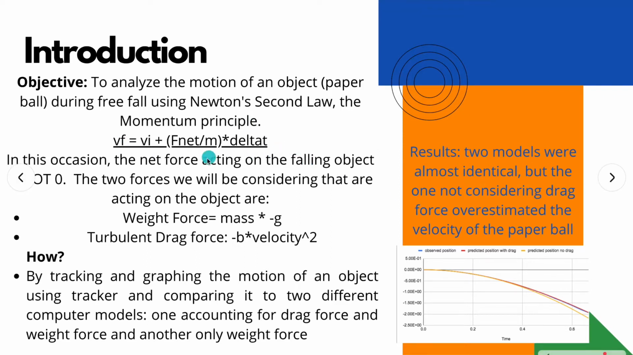In this occasion, the net force acting on the falling object is not zero because there are two forces adding up to the net force acting on the paper ball. One of them being the weight force, which is equal to the mass of the paper ball times the gravitational constant, and the second force being turbulent drag force, which is equal to the proportionality constant of the drag force times the velocity squared. So how will we do this?